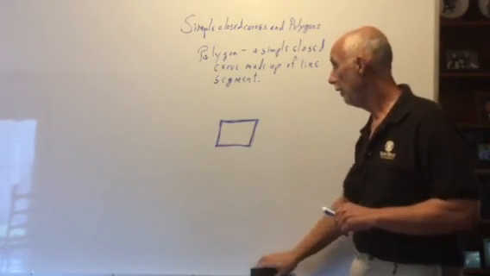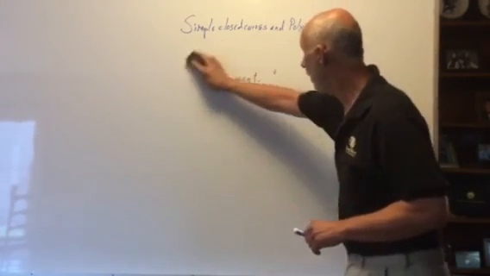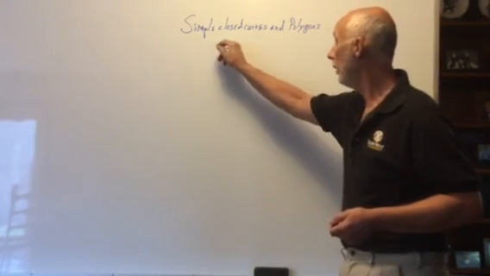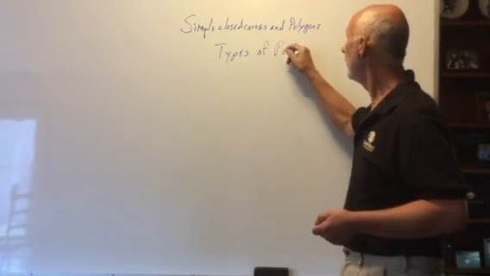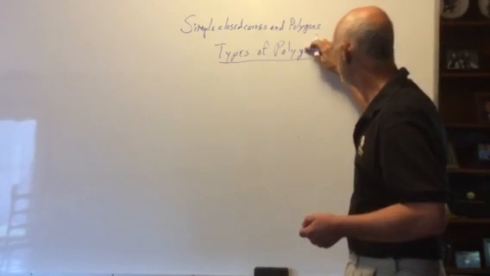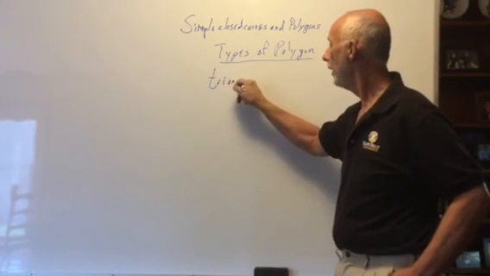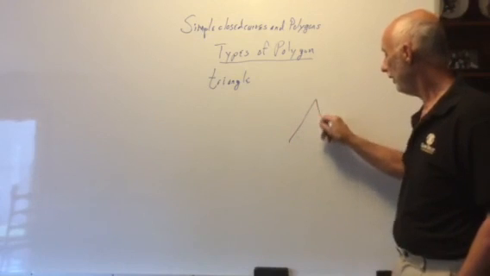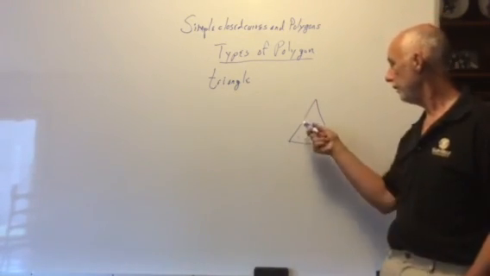then we call it a polygon. Now, there are a lot of different polygons, and what determines what kind of polygon it is? The number of sides it has. So now we can talk about types of polygons. We classify polygons by the number of sides that they have. The first type we have is a triangle. Everybody knows what a triangle looks like. It looks like this. And again, it is a polygon because it is a simple closed curve.